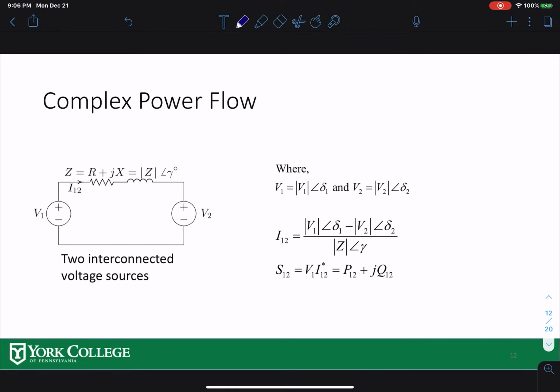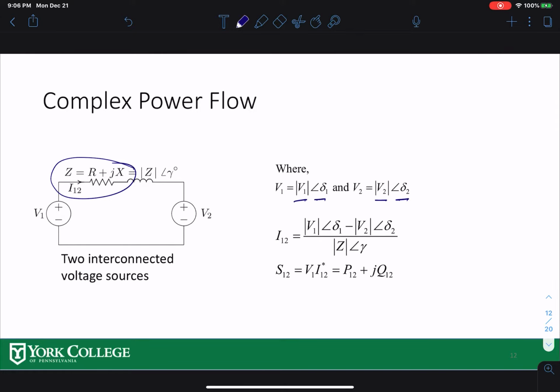What is complex power? Let's say that you have two interconnected voltage sources over here, V1 and V2. V1 has its own magnitude plus its angle. V2 has its own magnitude and its angle. And also we have a load over here, as you see. That load is Z, angle is gamma, all right?